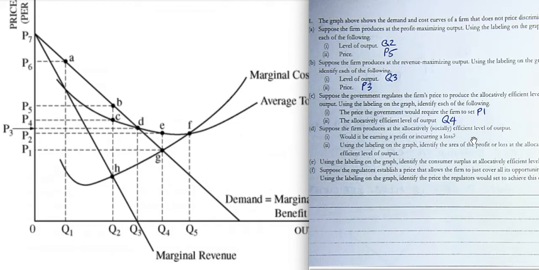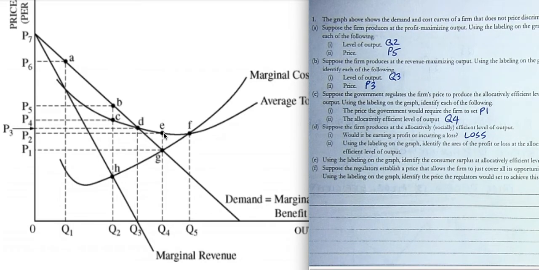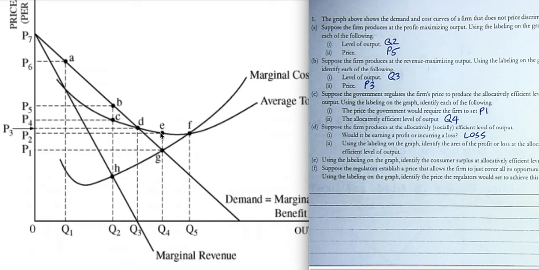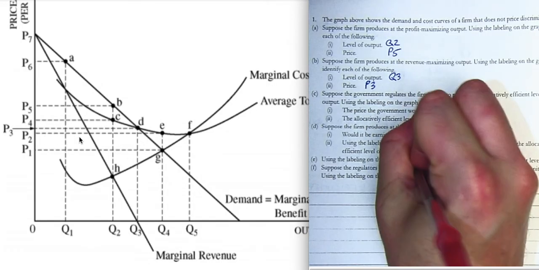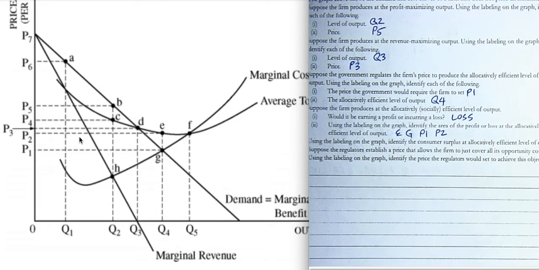Suppose they do produce at that level of output, would they earn a profit or loss? So at point G, we find the ATC. We know P1 is the price, the ATC is higher than point G, so the firm is earning a loss. And that's because, again, the ATC is higher. Then we're going to find the area of the loss: the loss is E to G, and then all the way over to P1 and P2. So it's a box, E, G, P1, P2.